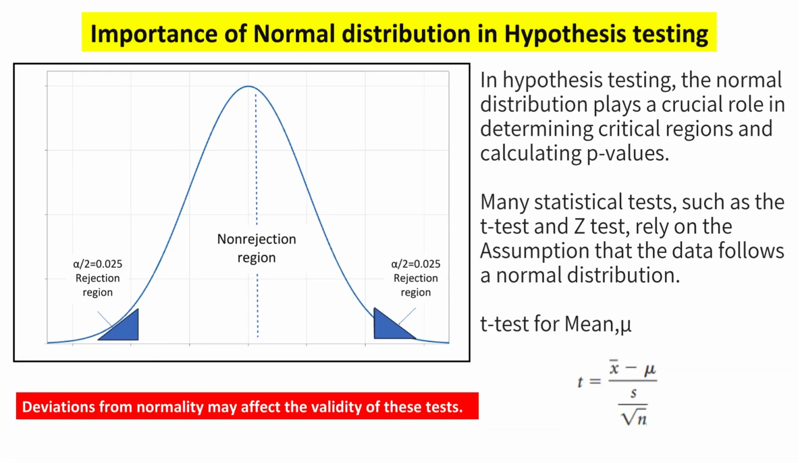Many common statistical tests, such as the t-test and z-test, rely on the assumption that the data being analyzed conforms to a normal distribution. The normal distribution is a fundamental requirement for the valid application of these statistical tests. If the data does not follow a normal distribution, the results and conclusions drawn from these tests may not be reliable or valid. Verifying the normality of the data is an essential step before conducting these types of statistical analyses.